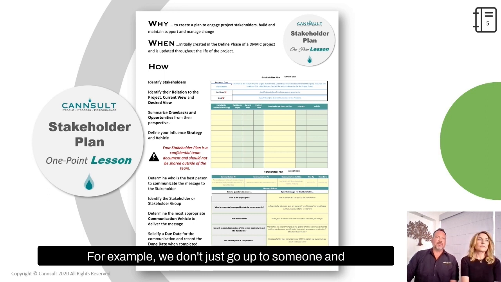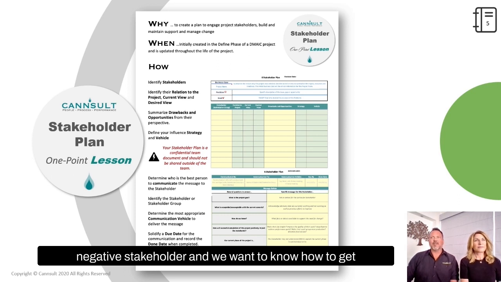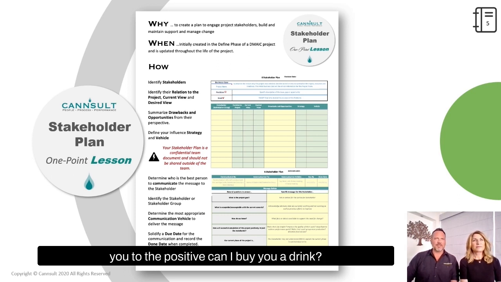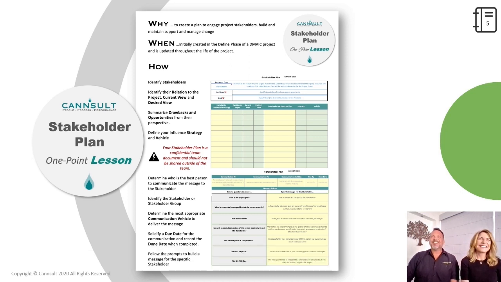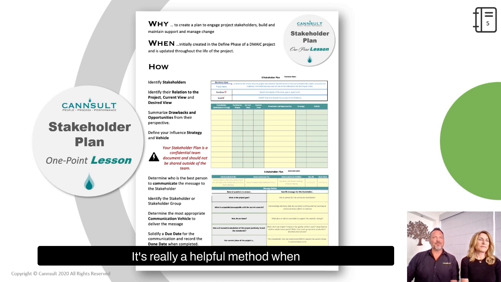For example, we don't just go up to someone and say, "Hey, our team has identified you as a major negative stakeholder, and we want to know how to get you to the positive. Can I buy you a drink?" It's really a helpful method when used properly, not like that.